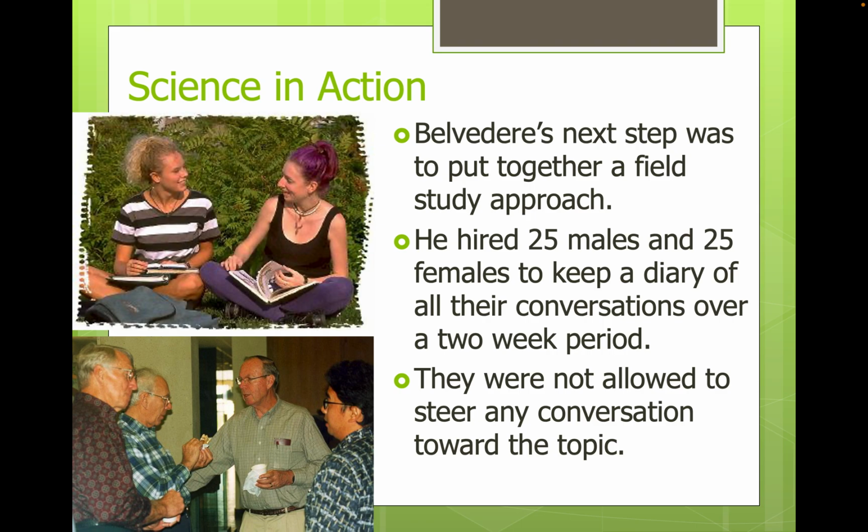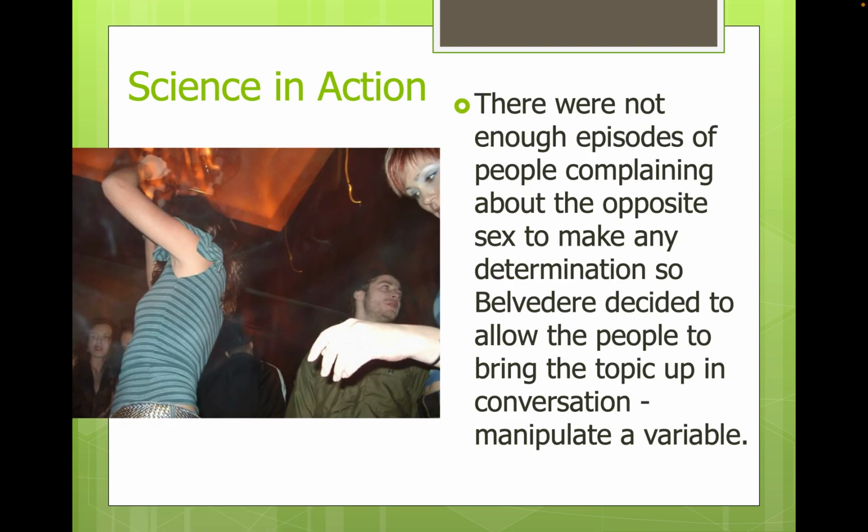Belvedere's next step was to put together a field study approach. He hired 25 males and 25 females to keep a diary of all their conversations over the 2-week period. They were not allowed to steer any conversation toward the topic: women complaining about men and men complaining about women. There were not enough episodes of people complaining about the opposite sex to make any determination, so Belvedere decided to allow the people to bring the topic up in conversation. He was going to manipulate that variable, see if he could get people to talk about their spouses or their significant others.